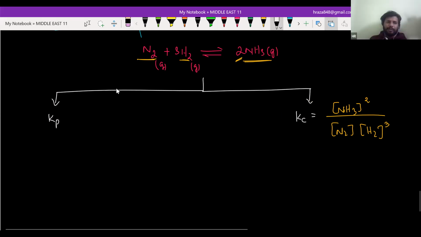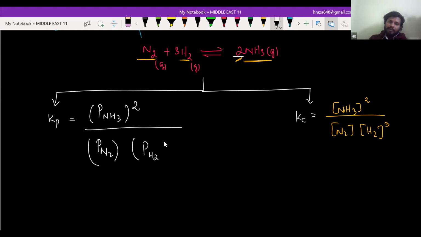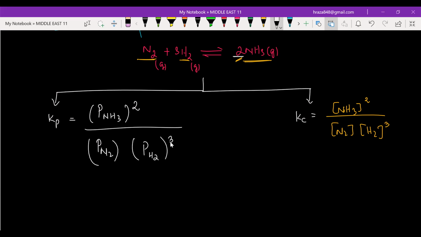Okay, come to Kp. First write P, and in subscript, you are going to write NH3. That represents the partial pressure of NH3. And if there is any stoichiometric coefficient greater than 1, you have to square it, you have to give the power. Now partial pressure of N2 has stoichiometric coefficient 1, and partial pressure of H2 has power 3. Is this clear, Saif? Yes, sir. Very good, very good.